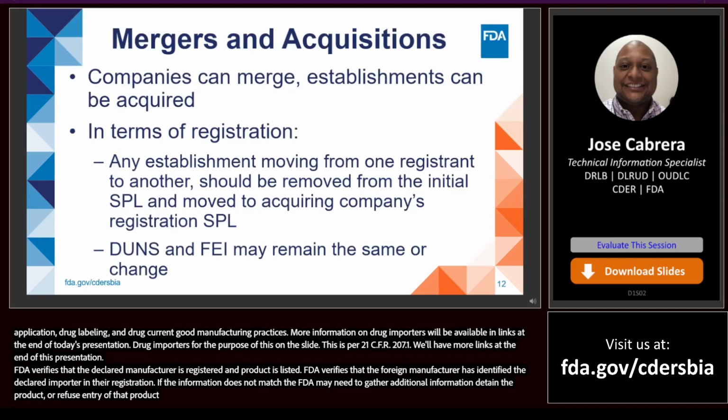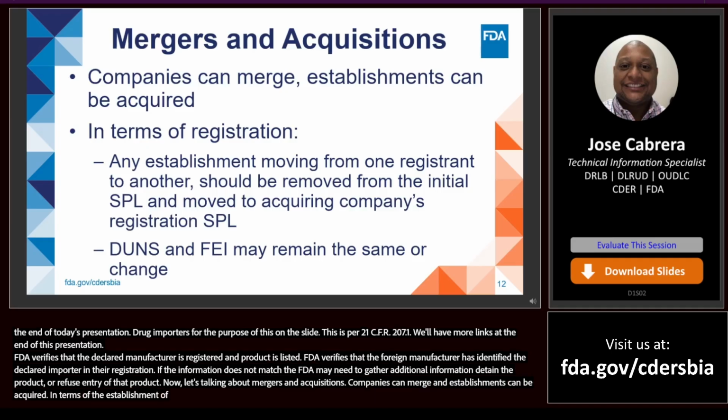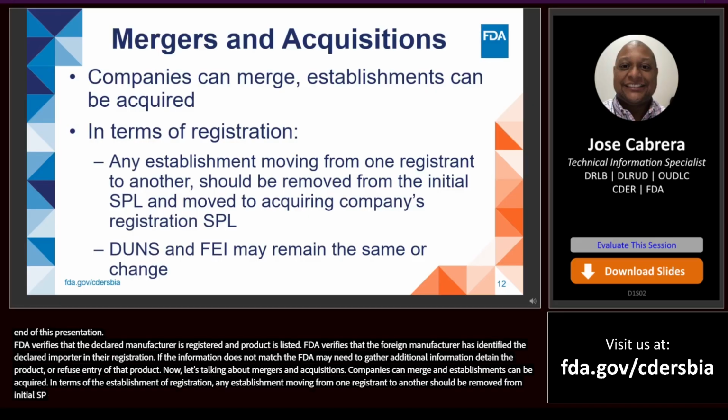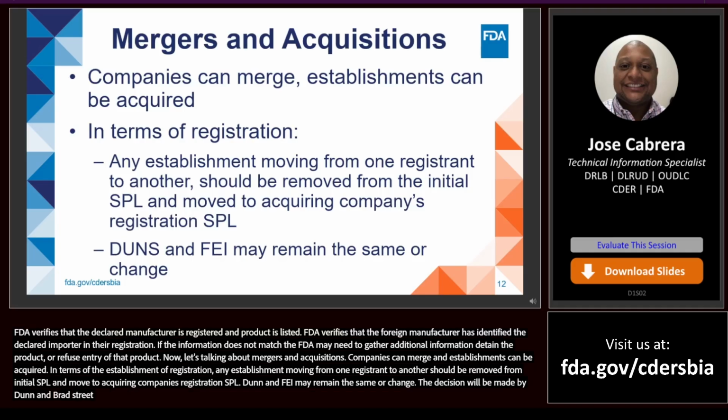Now let's talk about mergers and acquisitions. Companies can merge, establishments can be acquired. In terms of an establishment registration, any establishment moving from one registrant to another should be removed from the initial SPL and moved to the acquiring company's registration SPL. DUNS and FEI may remain the same or change. The decision will be made by Dun & Bradstreet and FDA's ORA, Office of Regulatory Affairs.